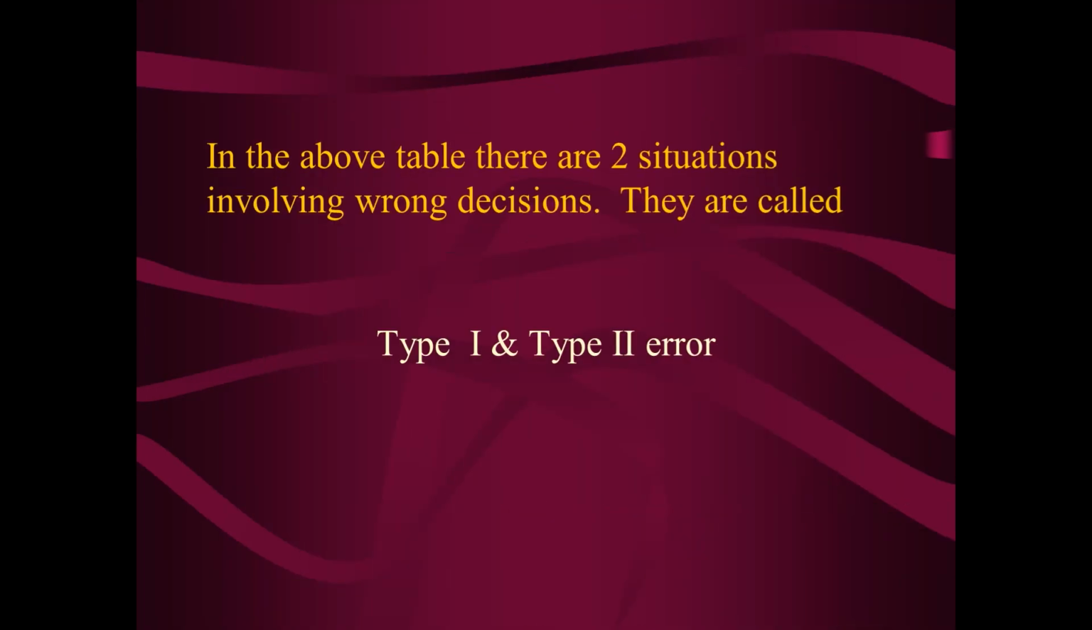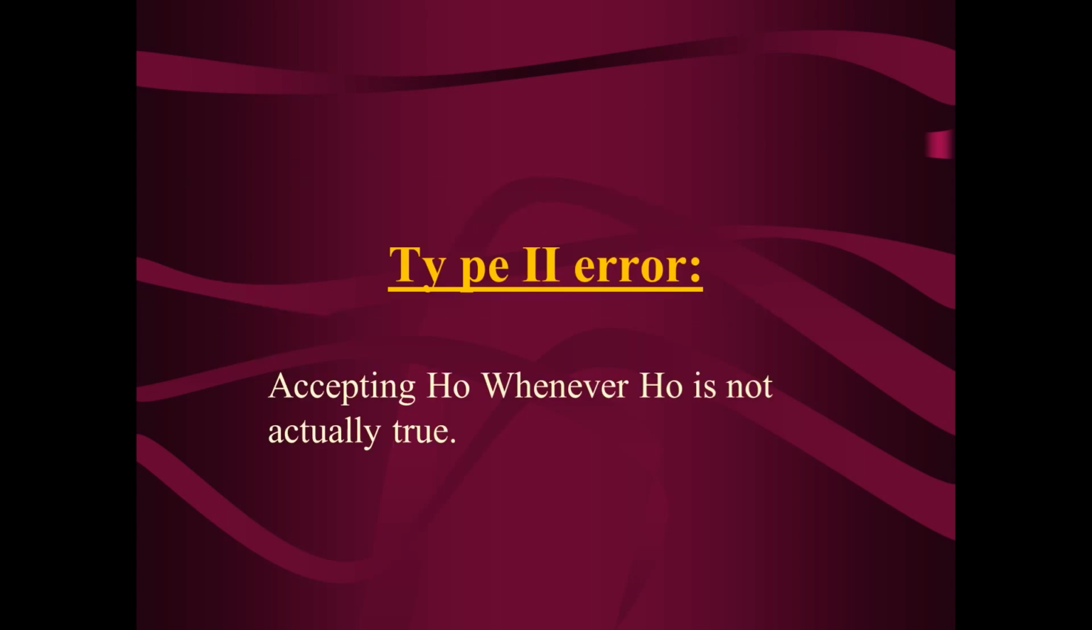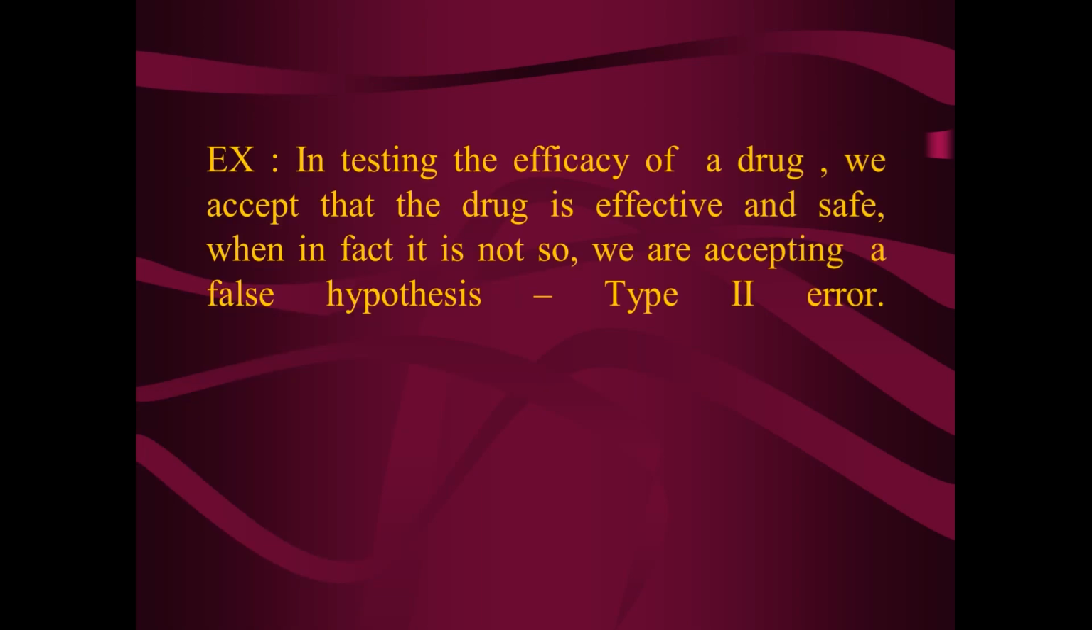In the above table, there are two situations involving wrong decisions. They are called type 1 and type 2 errors. Type 1 error is nothing but rejecting H0 when H0 is actually true, whereas type 2 error is accepting H0 when H0 is not actually true. For example, in testing the efficacy of a drug, we accept that the drug is effective and safe when in fact it is not so. So we are accepting a false hypothesis, so it is a type 2 error.